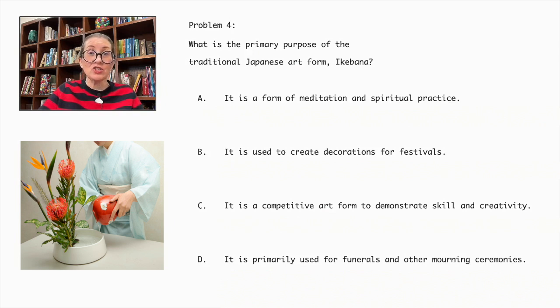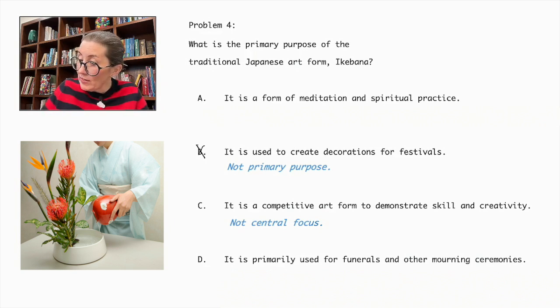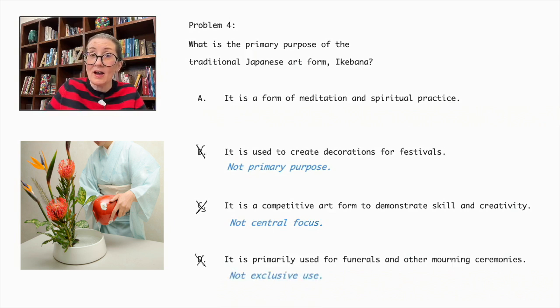Ikebana is the traditional Japanese art of flower arrangement, and while ikebana arrangements can be used for various occasions, their primary purpose extends beyond simply decoration. So we can eliminate that. Although ikebana can showcase skill and creativity, competition is not its main purpose. So we can also eliminate that. Also, it's not exclusively associated with funerals and mourning, so that's not correct either.